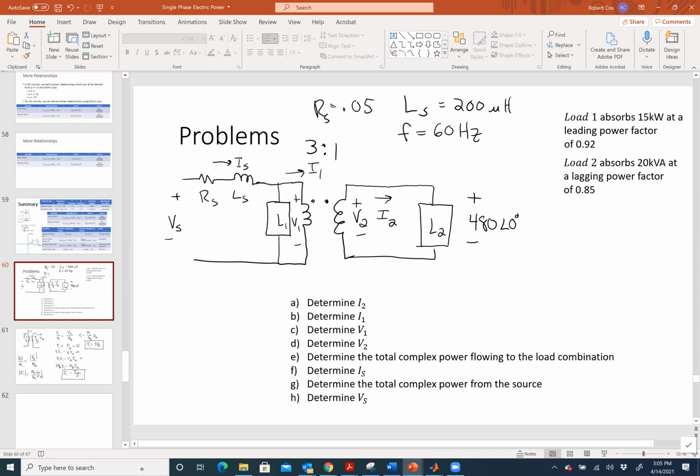So really, to begin this problem, I said I want to figure out I2. To figure out I2, I have to start with my steps: I have to figure out the complex power. Load 2 is over on the secondary side, so I'm going to start with load 2. How do I approach this? Let's figure out what we know. I said I needed to be given 2 things about the load, and I was. Load 2 absorbs 20 kVA at a lagging power factor of 0.85.